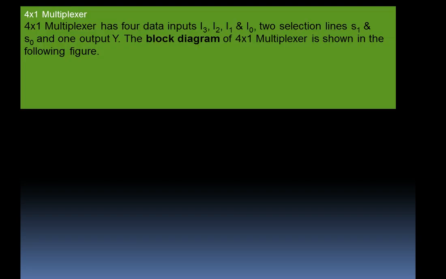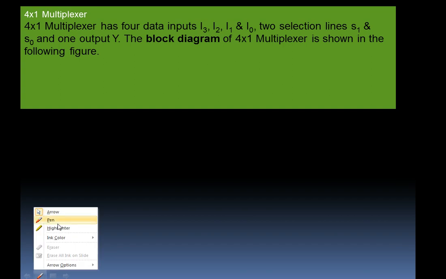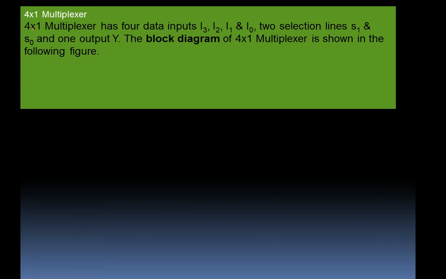Here we are taking the example of a 4 to 1 mux. In a 4 to 1 mux we have 4 inputs and 1 output. Here the data inputs are I3, I2, I1 and I0. So these are the 4 inputs.